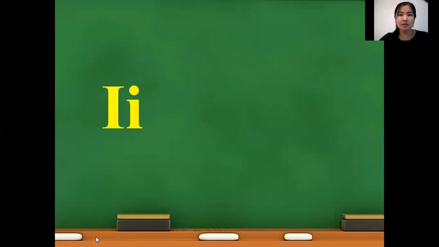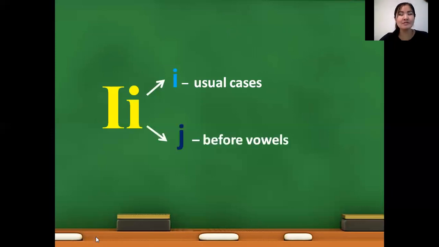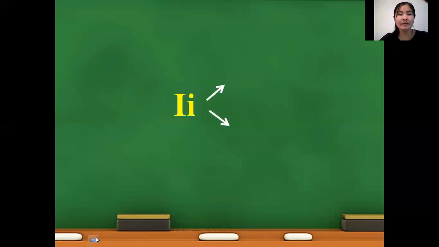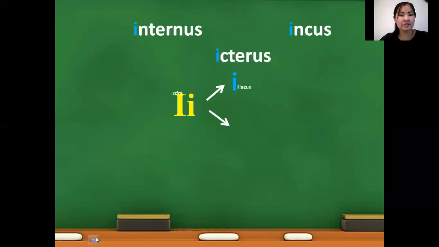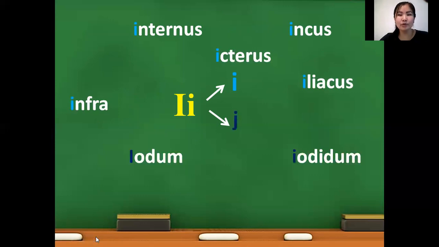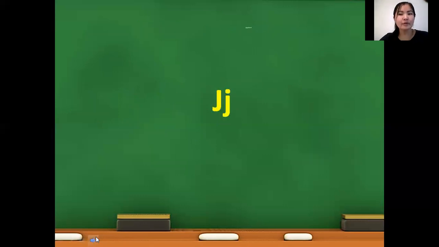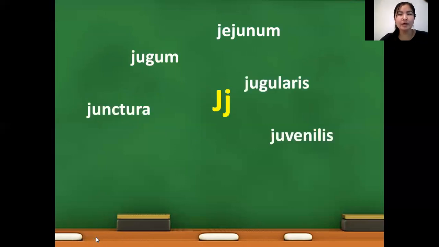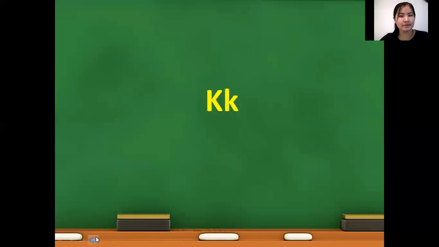I produces sound I in usual cases, but when it is written before vowels, it is pronounced like Y. So read as I: internus, incus, icterus, iliacus, infra. Before vowels, Y: iodum, iodidum, ileum. Yot: jejunum, jugum, jugularis, junctura, juvenilis, juvans.